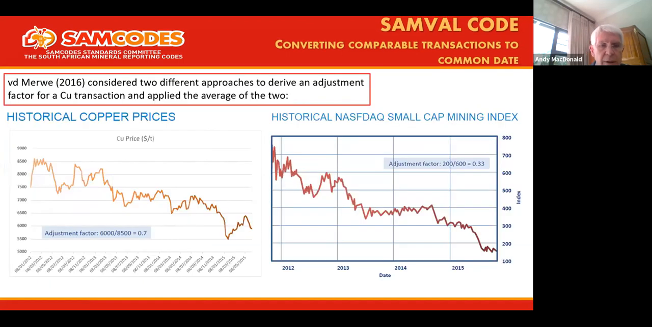Now, Andre van der Merwe, in a previous valuation colloquium, presented these two graphs that he used to get an adjustment factor for a copper transaction. One was the copper price, and the other was the NASDAQ small cap mining index. Based on this, he developed a ratio of 0.7, and then a factor here of 0.33. He averaged those and said, whatever I had in 2012 and wanted now in 2016, I need to apply a factor of about 0.5 to whatever the valuation was then. It could also be argued that these should be used as the upper and lower limits of that adjustment, to get an alternative view on how things have moved.